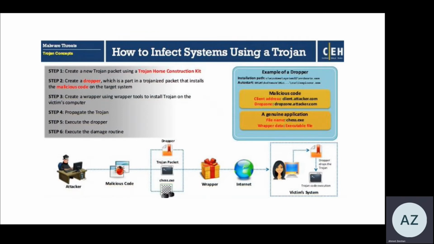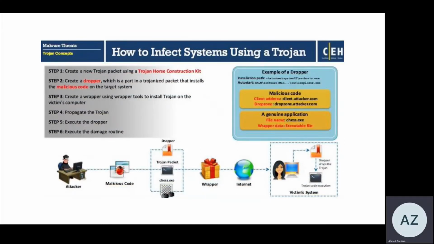How to infect systems using a Trojan? You can create a Trojan using the Trojan Horse Construction Kit. It's pretty much available online. You can look for it over the internet and download it. And once you get hold of this, you first need to create a dropper, okay? A dropper is something that can help you define a Trojanized packet that can install code onto a target system. You will then install a wrapper around it, and then you can propagate the Trojan onto the victim's computer.